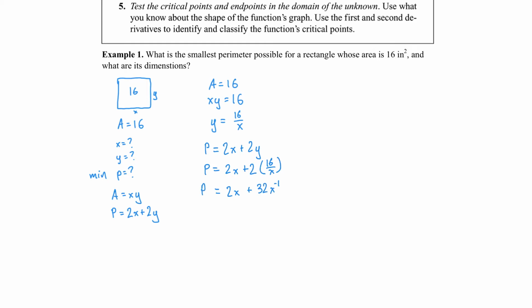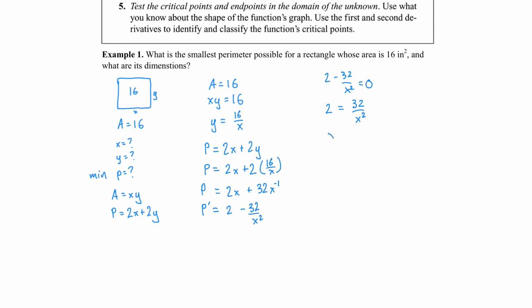Now, let's find the extreme values for the perimeter equation. Taking the derivative, the derivative of the perimeter is equal to 2 minus 32 over x squared. And now, to find the critical points, set this equal to 0. So we would have 2 minus 32 over x squared equal to 0. Let's add the fraction to both sides, and we get 2 is equal to 32 over x squared. Multiply both sides by x squared and divide by 2.